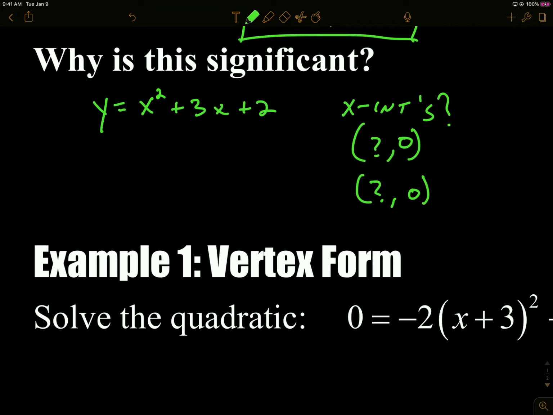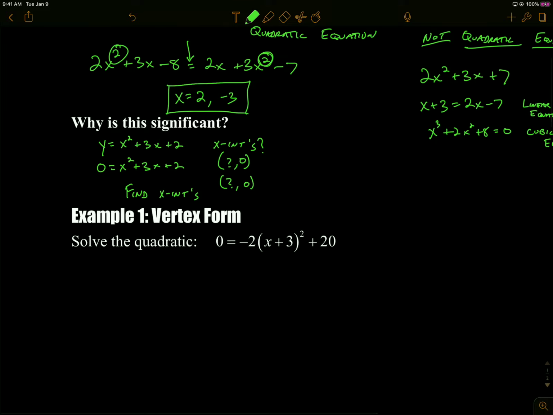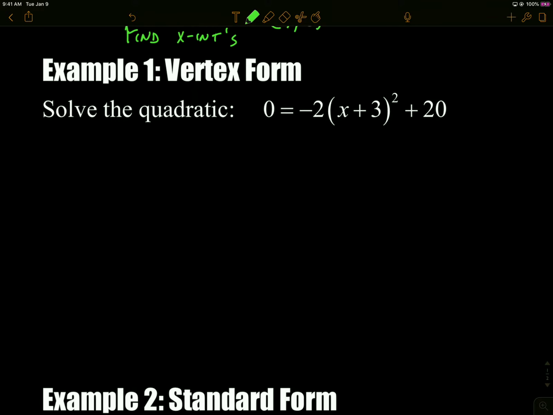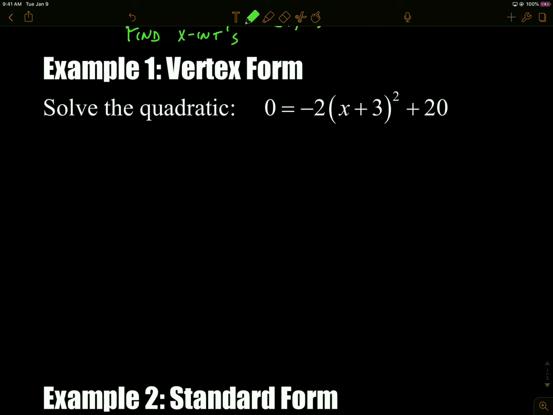And I want to say again, it could be as many as 2 times. The quadratic could have 2 solutions, 1 solution, or no solutions. So how do I find x-intercepts? Well, we plug in 0 for y, and now we have to solve for x. So that's why it's significant: one reason is we can find x-intercepts this way. All right, so now we're going to look at how we actually solve quadratics.